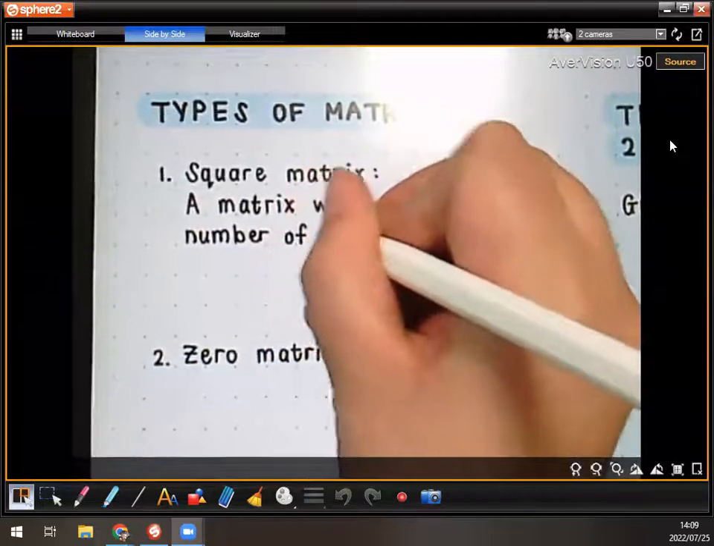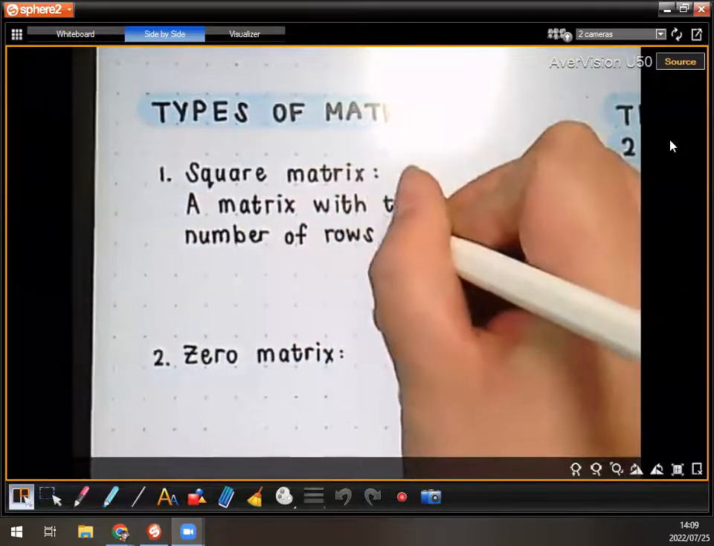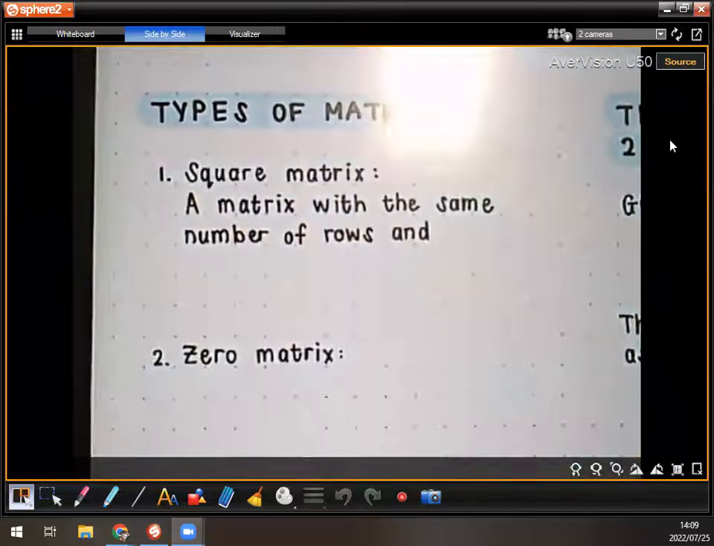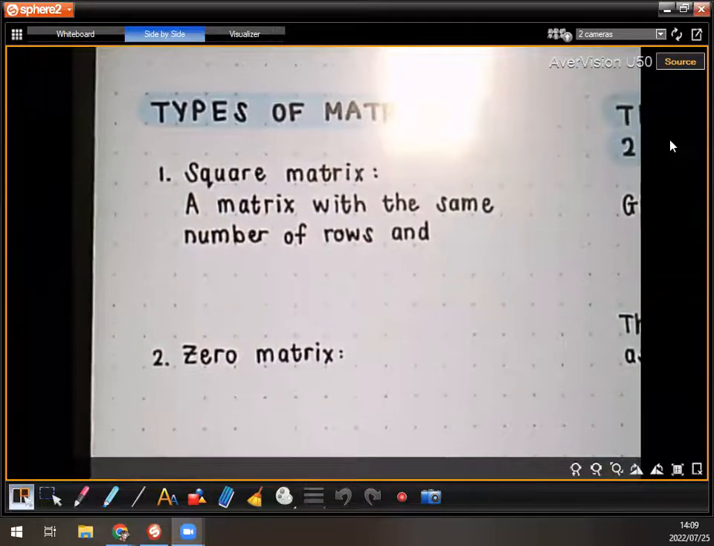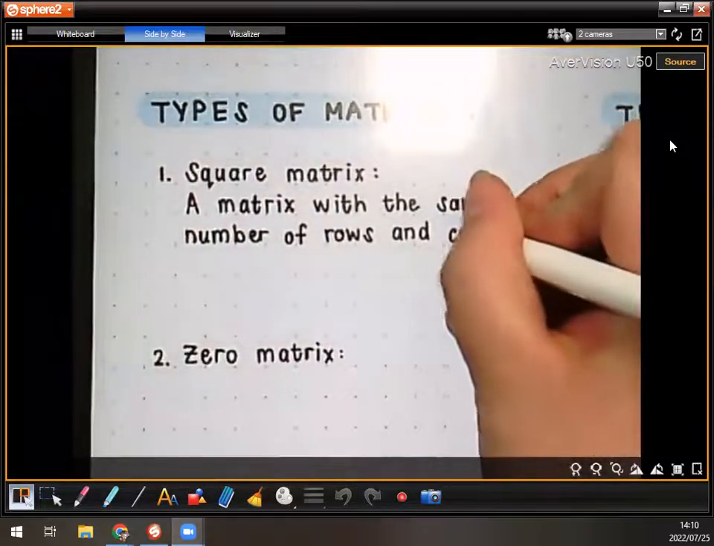Okay, so types of matrices. I can't remember if we spoke about this theoretical terminology last time. I didn't write it down either, so I checked my notes. So I thought let's all write it down. Square matrices, we have actually discussed that, so let's write it down again. A square matrix is a matrix with the same number of rows and columns.